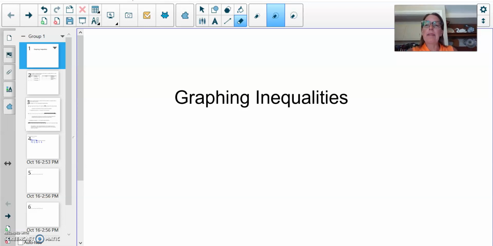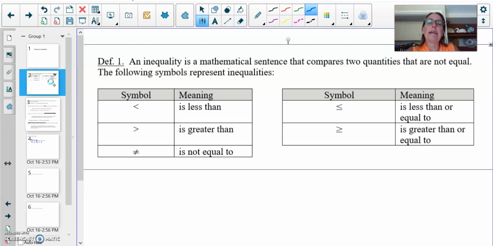Hi everyone. In this video, we are going to look at graphing inequalities on a number line. So a reminder, the different inequality symbols. An inequality is a mathematical sentence that compares two quantities that are not equal. The following symbols represent inequalities.